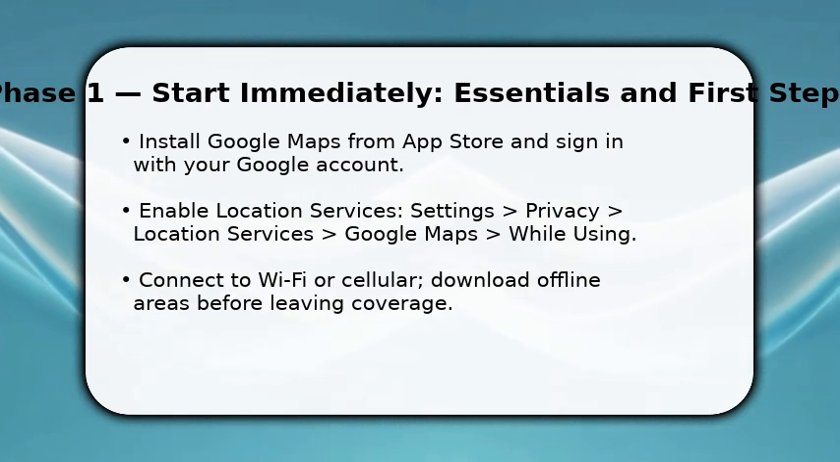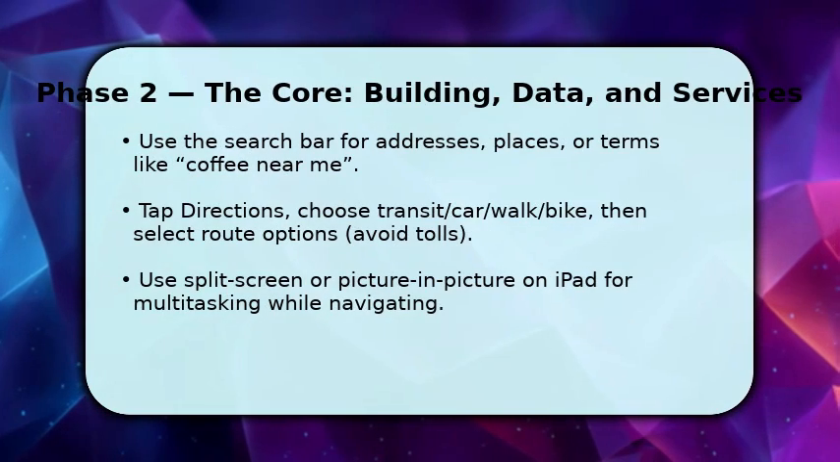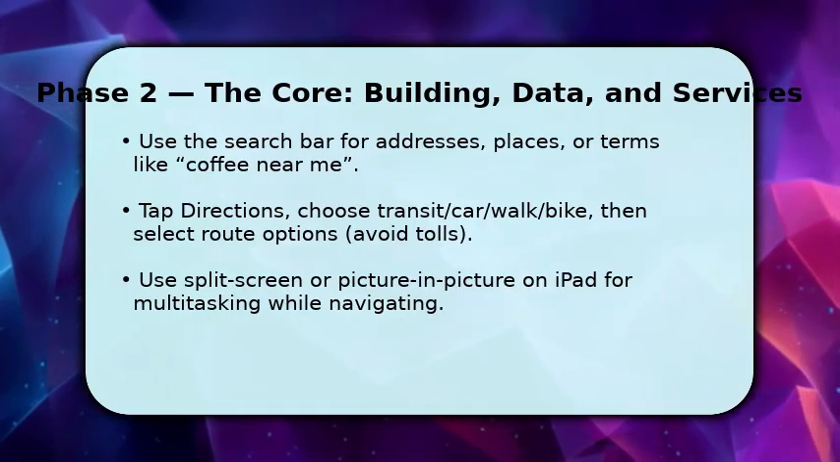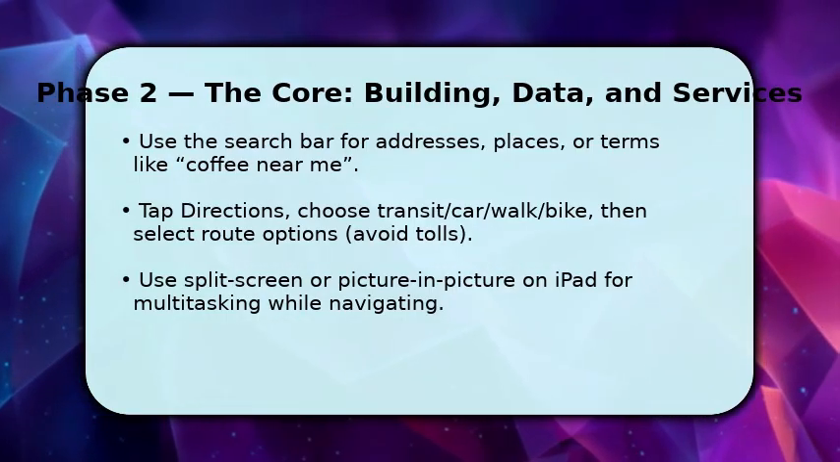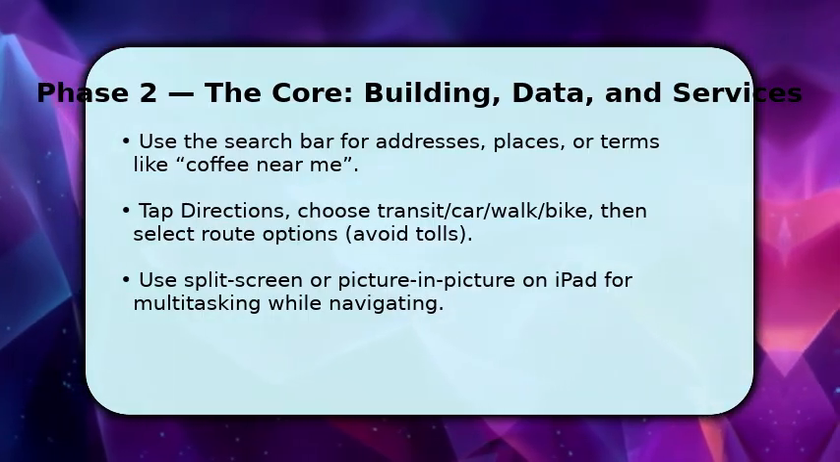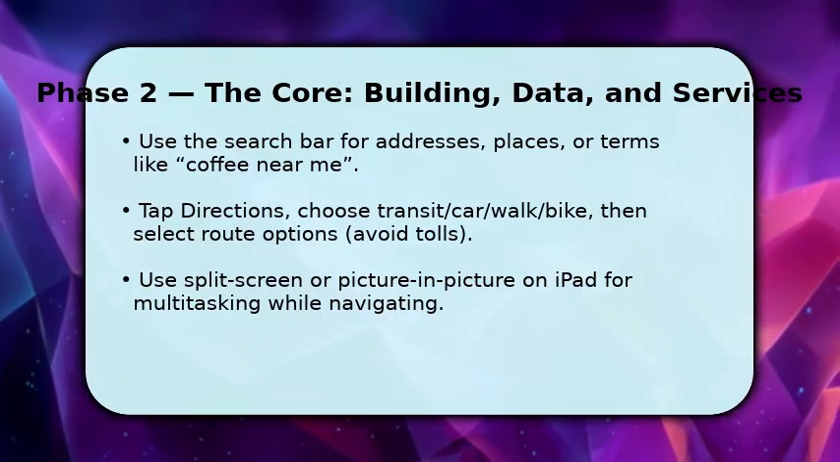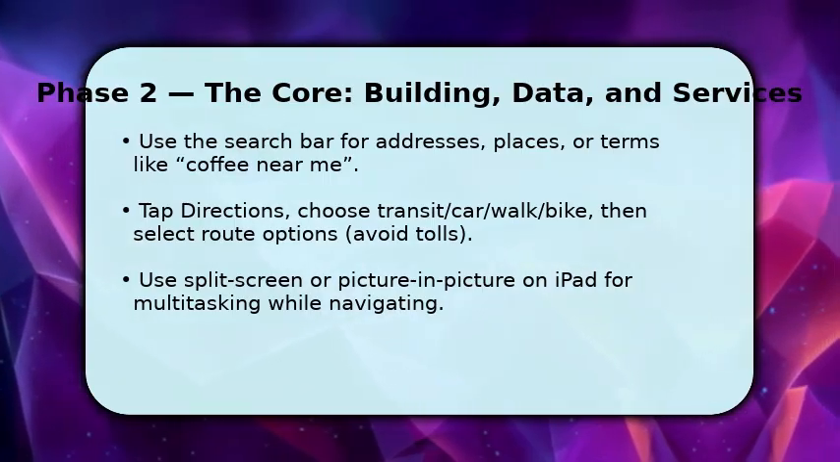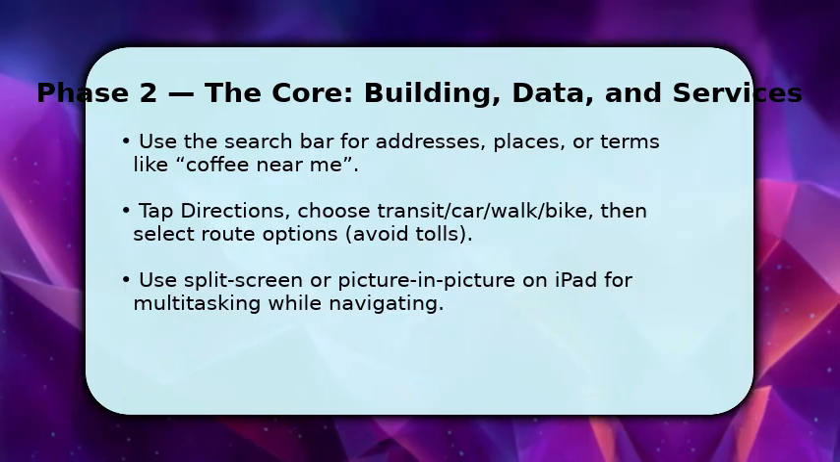You now find and route to your destination. Enter an address or place in the search bar. Predictive suggestions speed this up. Tap directions, pick your travel mode, car, transit, walk, or bike, and review available routes. Tap options to avoid tolls or highways if needed. Once a route is selected, press Start.